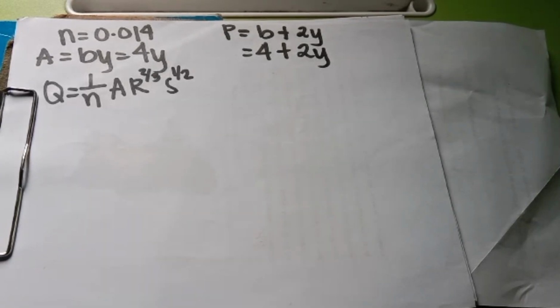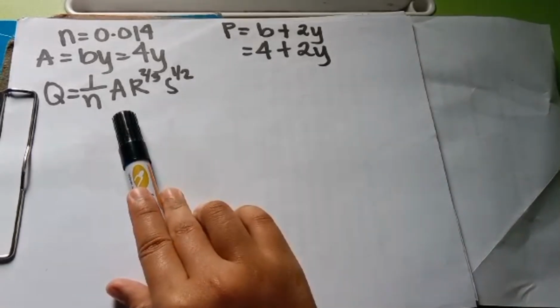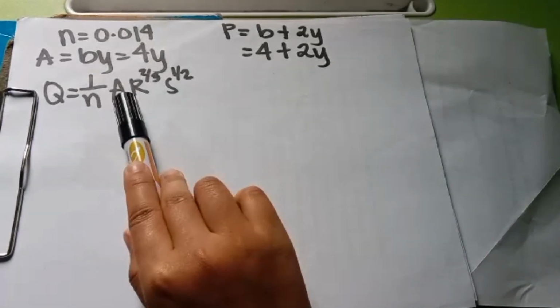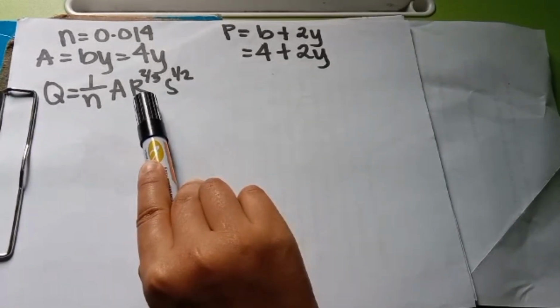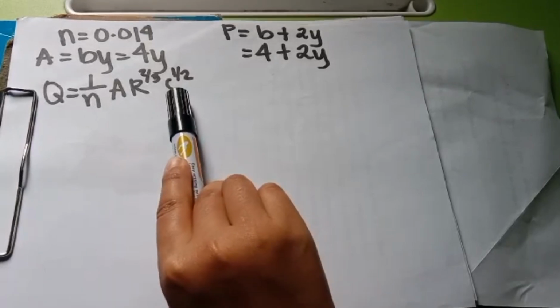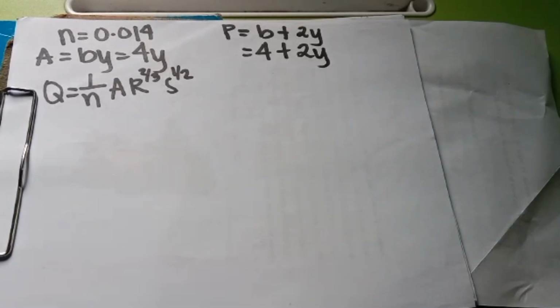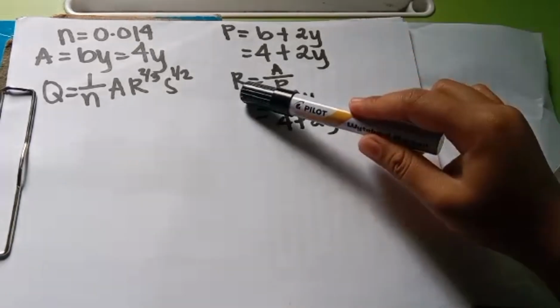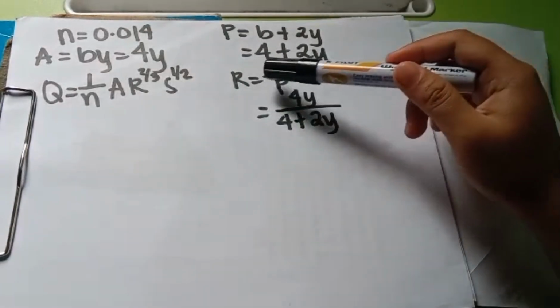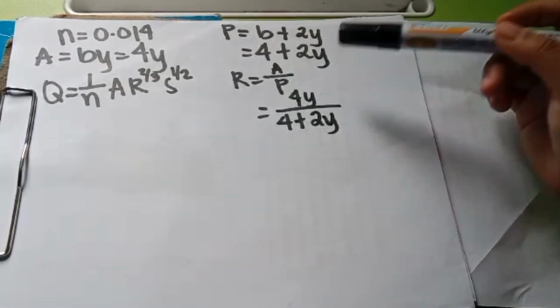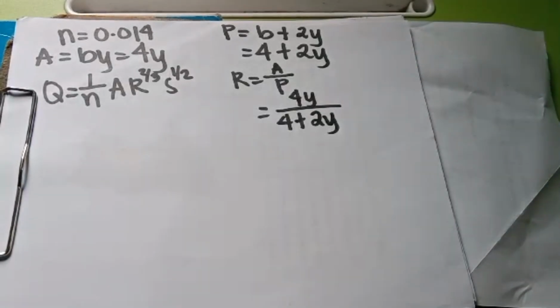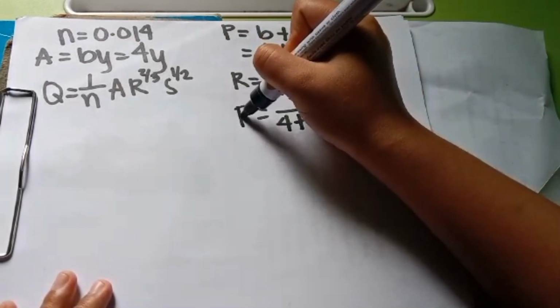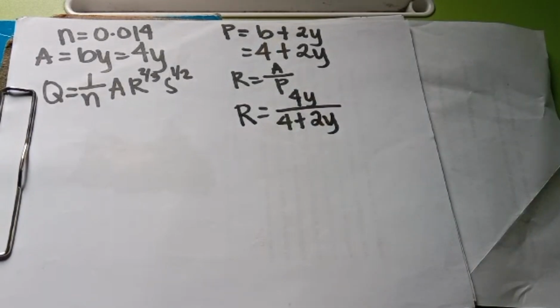Now let's use the Manning equation to find the flow rate through the channel. The Manning equation relates the flow rate to the cross-sectional area, hydraulic radius, and the channel slope. Since we know the area and the wetted perimeter, we can use them to solve for the hydraulic radius R. R is equal to area over the wetted perimeter. So R is equal to 4y over 4 plus 2y.